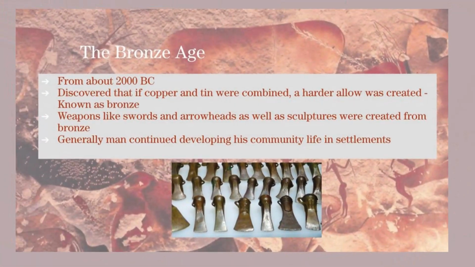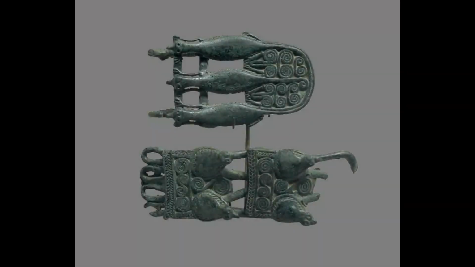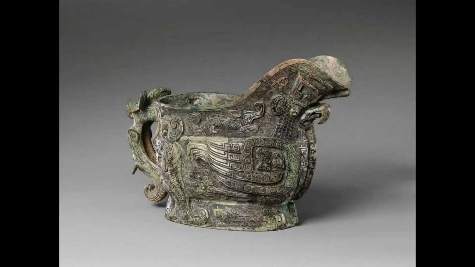During this time, it was discovered that if copper and tin were combined, a harder alloy was created, known as bronze. Weapons like swords and arrowheads, as well as sculptures, were created from bronze. Generally, man continued developing his community life and settlements.